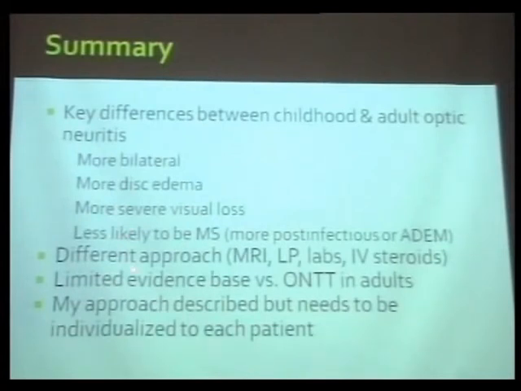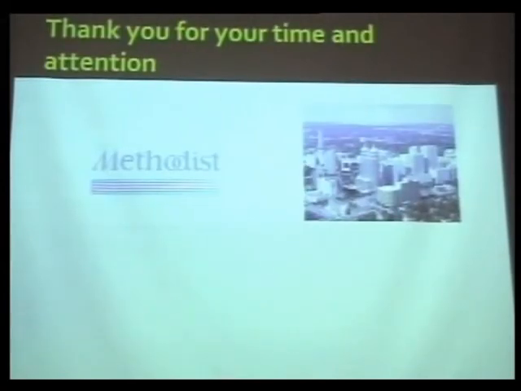I have a different approach to the optic neuritis in childhood because parents push me normally to do all these things, but also because we don't have a good evidence base and some of the kids are sick. That means they get the full court press: MRI scan, lumbar puncture, labs, and treatment with intravenous steroids, and exclude infectious etiologies, especially herpes, because that's treatable with acyclovir. There is a limited evidence base because there is no childhood equivalent of the optic neuritis treatment trial, the ONTT in adults. And I've described my approach, but you need to individualize this to your individual patients in your part of the world. And I thank you for your time and attention.